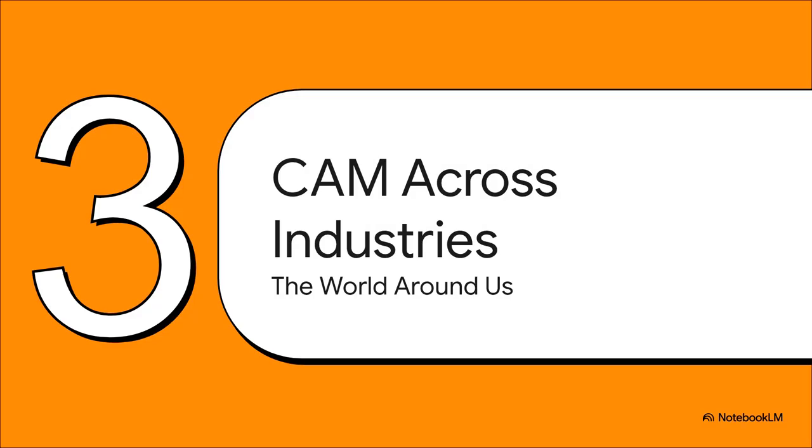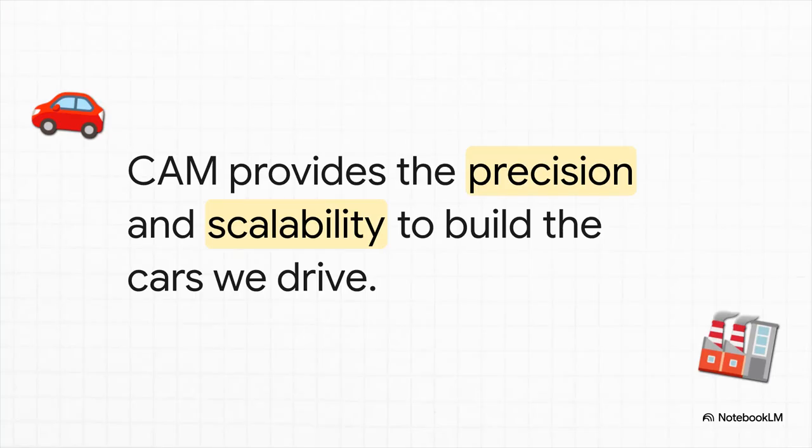Okay, so that's the how. But what about the where? Where do we actually see CAM in action? The truth is, once you start looking, you realize the stuff is everywhere. It's the hidden force behind pretty much every modern thing you own. Take the car you drive, for example. To build millions of them, all with the same quality, the same safety standards, that level of consistency is only possible because of the precision and sheer scale that CAM provides.